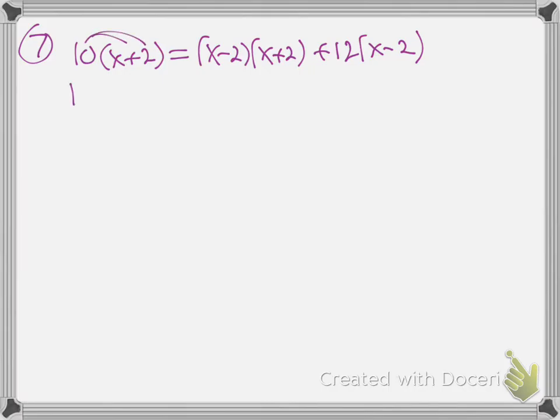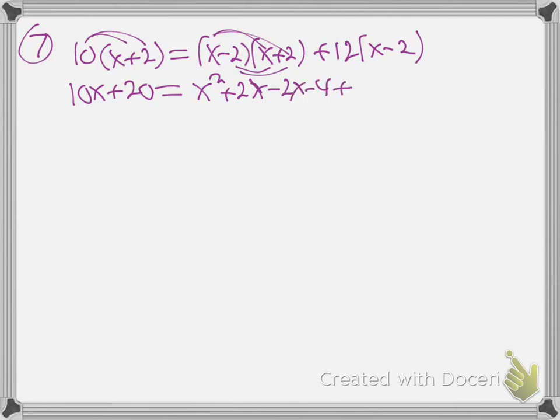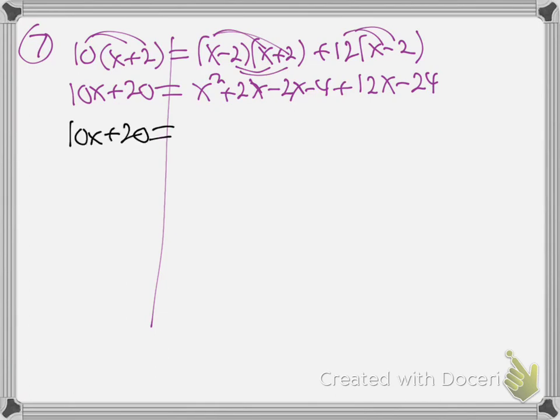So 10 distributes, 10x plus 20. Over here we FOIL. X squared plus 2x. Boom, boom. Minus 2x minus 4. Plus, boom, boom. 12x minus 24. There's the equal sign. All right, let's see what we got here. 10x plus 20, x squared. These guys cancel. Plus 12x minus 28. I did minus 4 and minus 24, which made minus 28. Good to there? So far, so good?